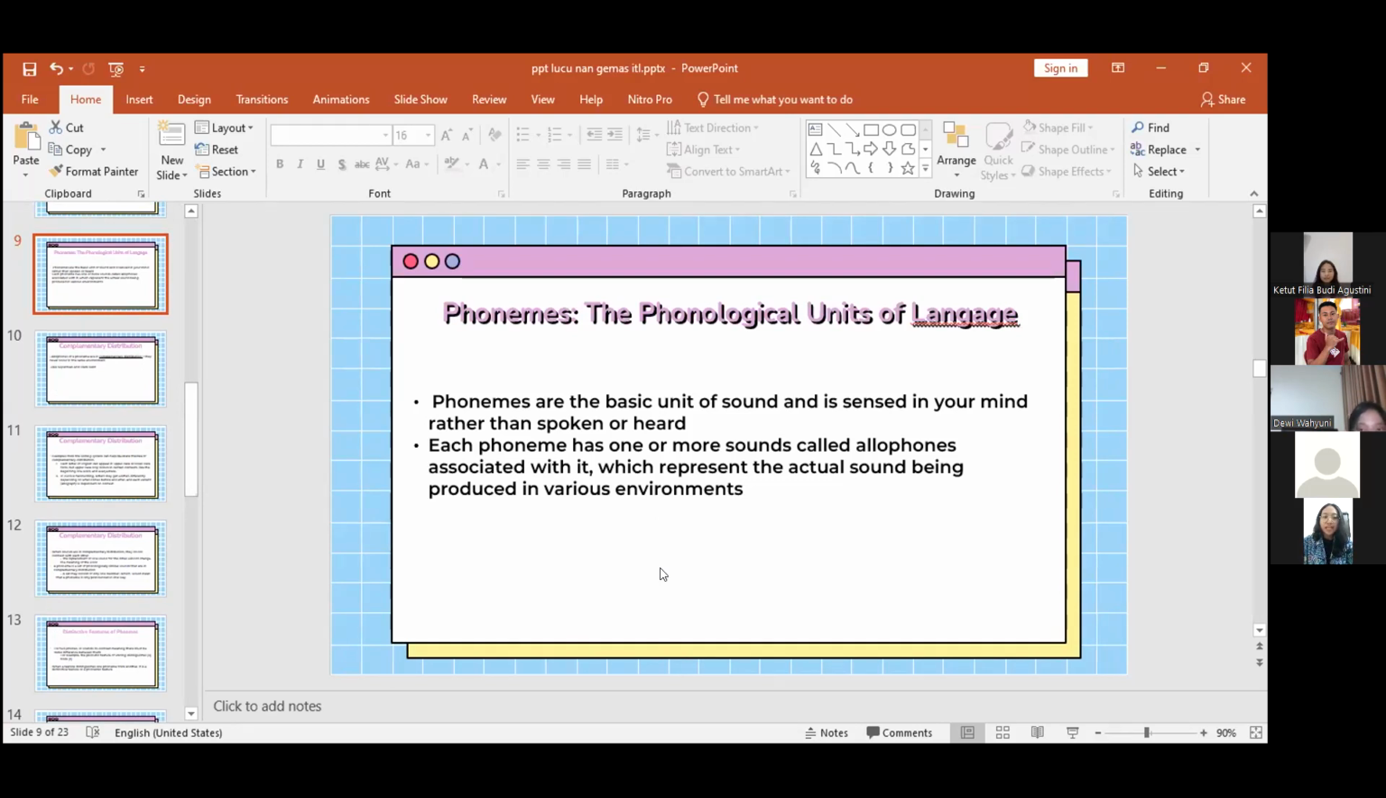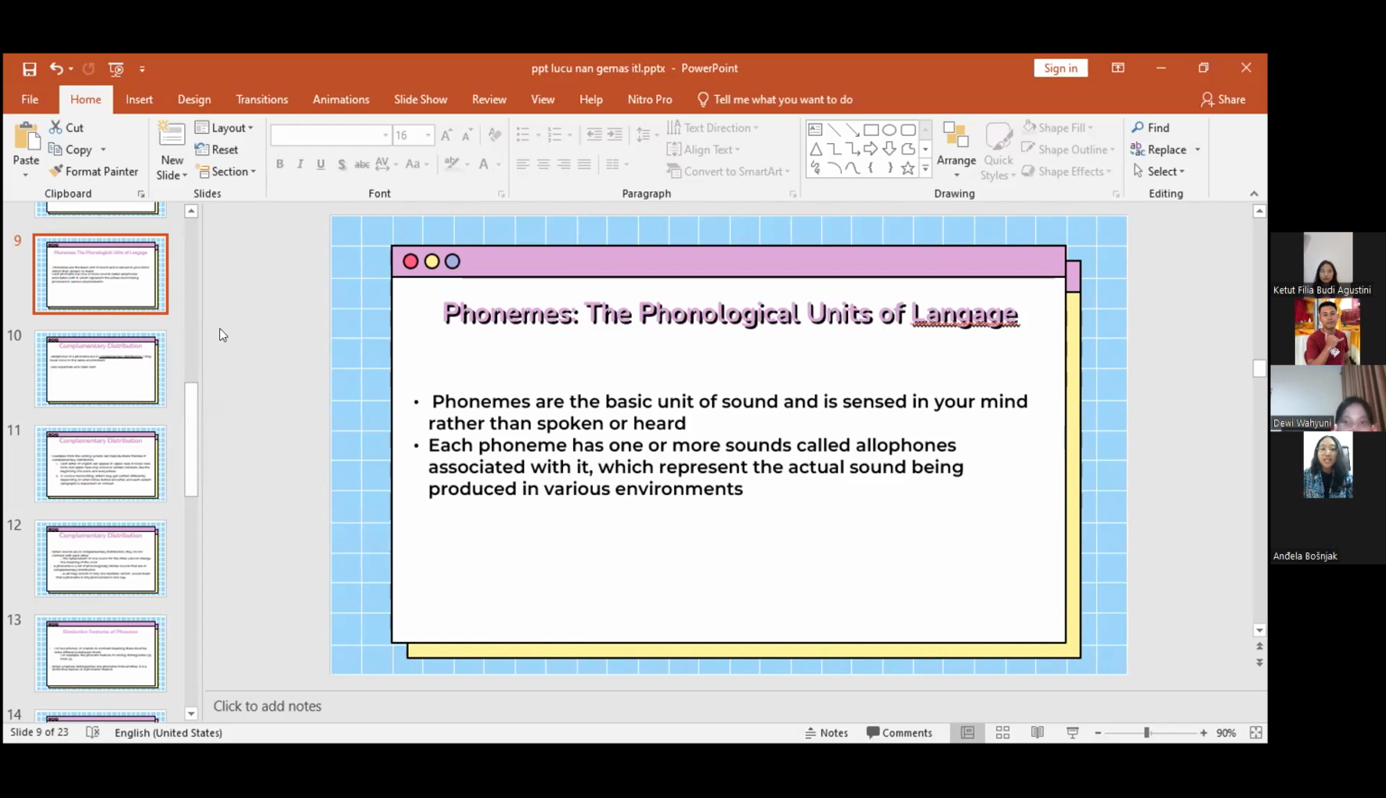And a phoneme has one or more sounds called allophones associated with it, which represent the actual sound being produced in various environments. So basically, in a simple way, an allophone is a variant of a phoneme, and a phoneme is the simplest or smallest unit of sound. So basically, phonemes may change the meaning of a word. For example, the words pig and big.